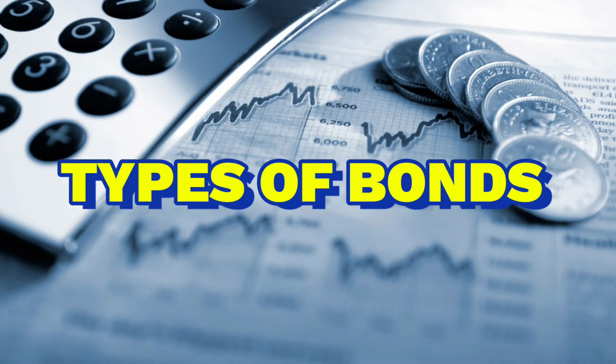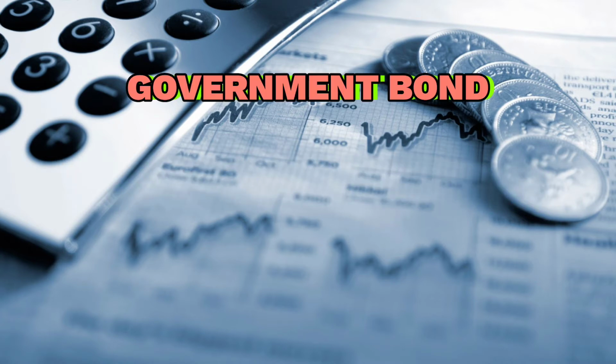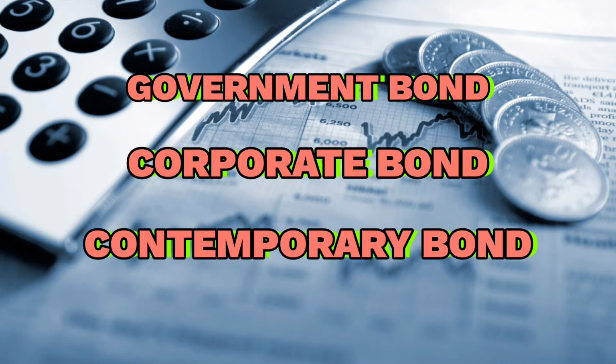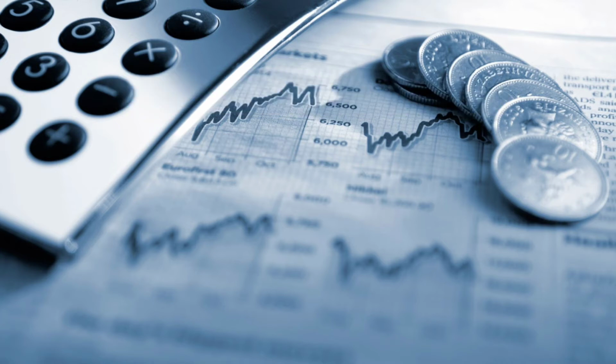Types of bonds. In this video, I am going to talk about three types of bonds. The first one is government bonds, the second one is corporate bonds, and the third one is contemporary bonds. Government bond is a type of debt-based investment where you loan money to a government in return for an agreed rate of interest. Governments use them to raise funds that can be spent on new projects or infrastructure, and investors can use them to get a set return paid at regular intervals.